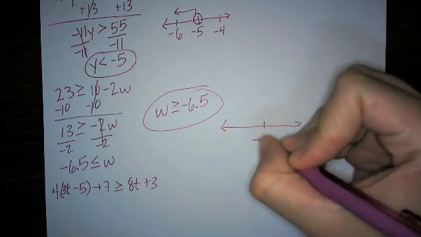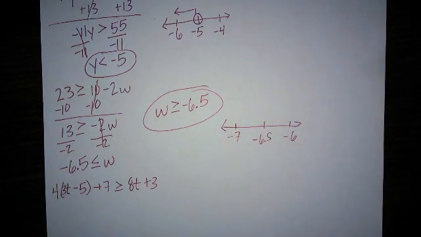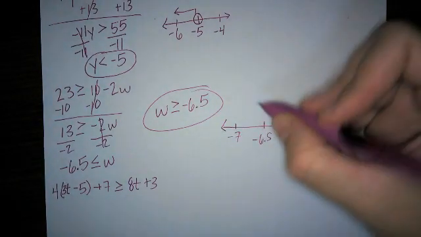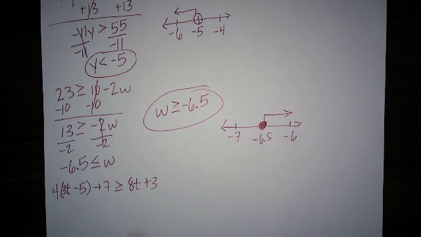And then if I were to graph, I have negative 6.5, negative 6 would be bigger, negative 7 would be smaller. Since it's greater than or equal to, that is a closed circle with the arrow pointing to the right.